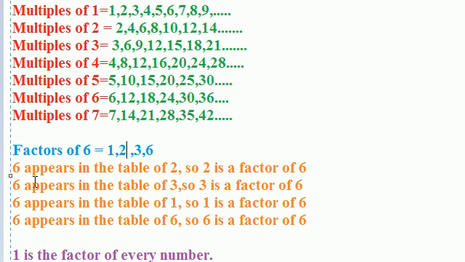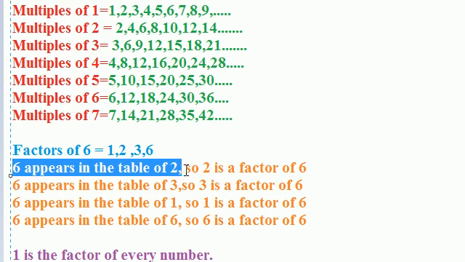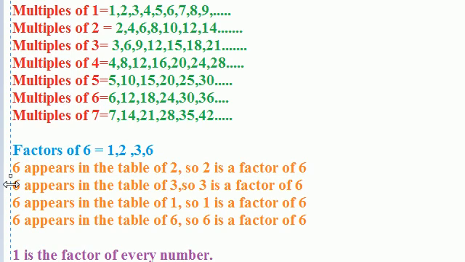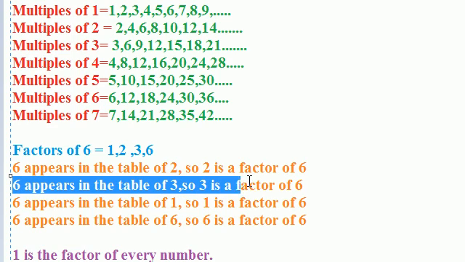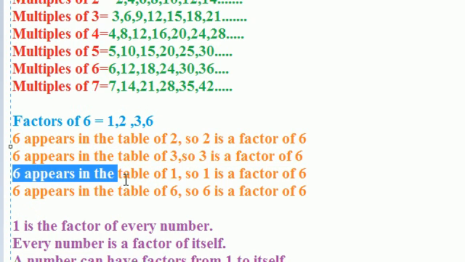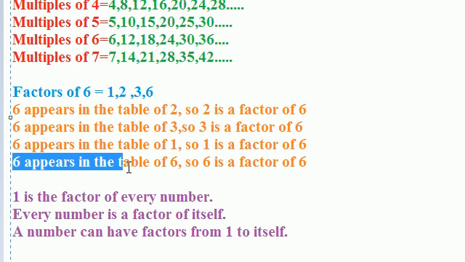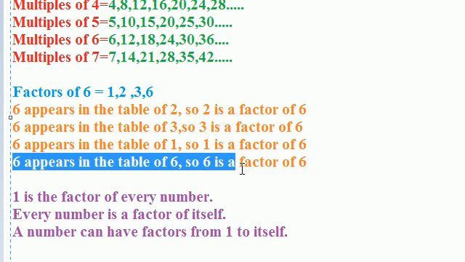We will try to understand the meaning of factor by these 4 statements. See, 6 appears in the table of 2, so 2 is a factor of 6. 6 appears in the multiplication table of 3, so 3 is a factor of 6. 6 appears in the multiplication table of 1, so 1 is a factor of 6. And 6 appears in the multiplication table of 6, so 6 is a factor of 6.